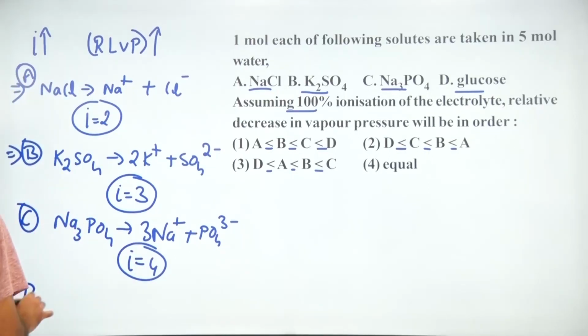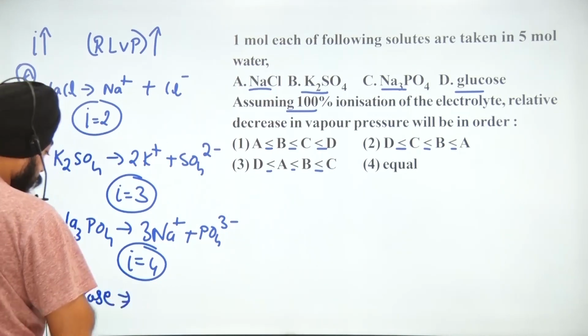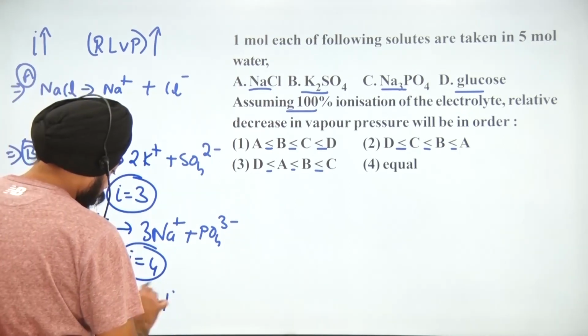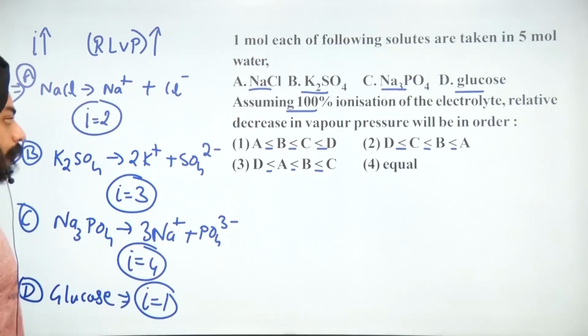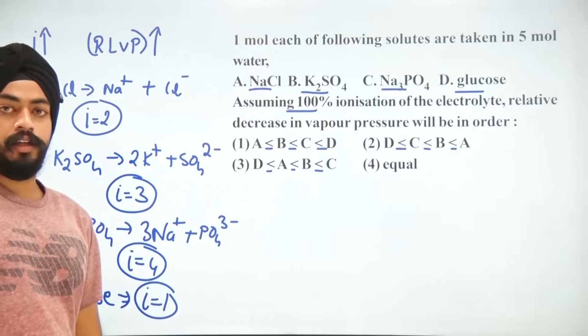And the last is, students, glucose. Well, glucose is a non-electrolyte. So this won't be associated, neither will it be dissociated. So i will be what? 1.